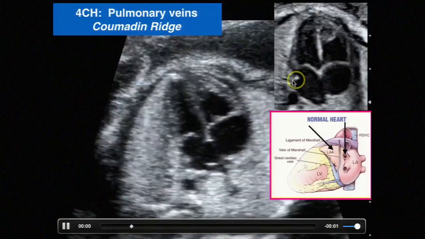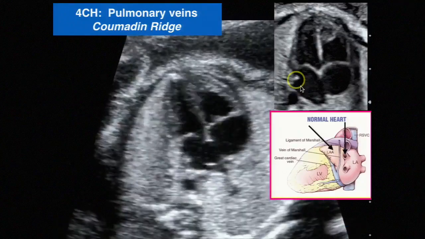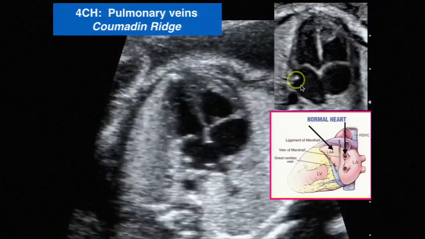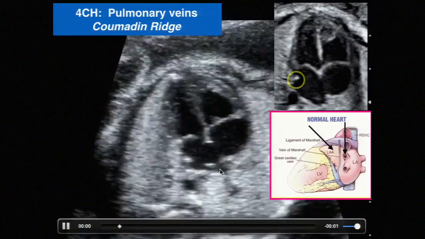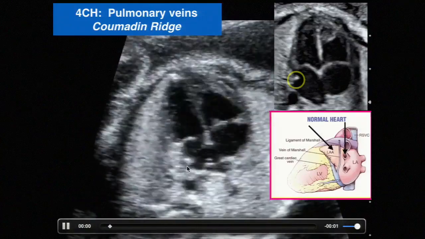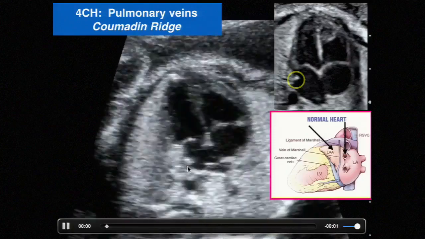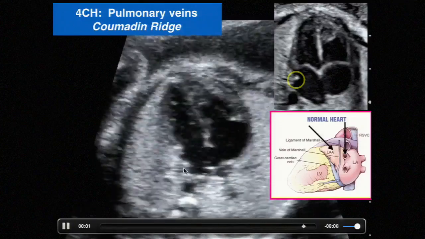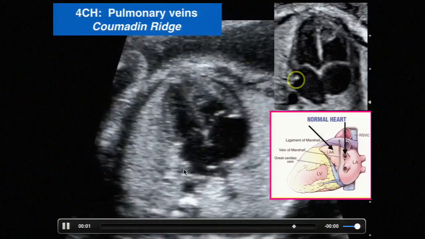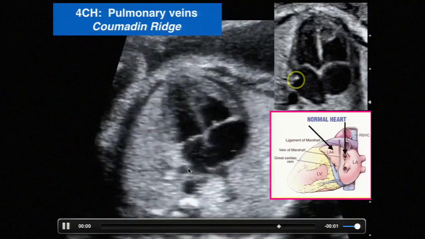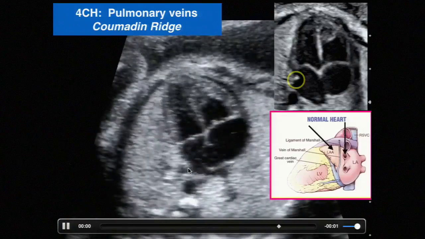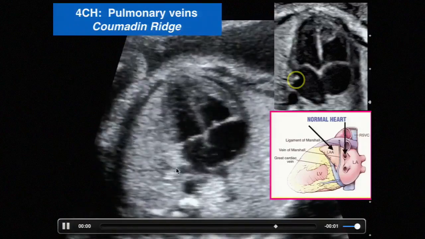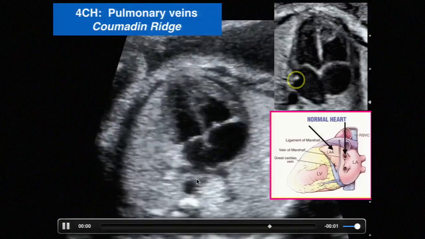this little Coumadin ridge, this ridge of tissue that I mentioned yesterday, is also nice to see when you're looking at the left atrium. What it is, it's an infold of tissue in between the left atrial appendage and the left pulmonary vein. So if you don't have a pulmonary vein, such as in cases of total anomalous pulmonary venous return, you can't have an infold of tissue. So although it shouldn't be something that you rely on solely to make this diagnosis, it is something that is reassuring to see.